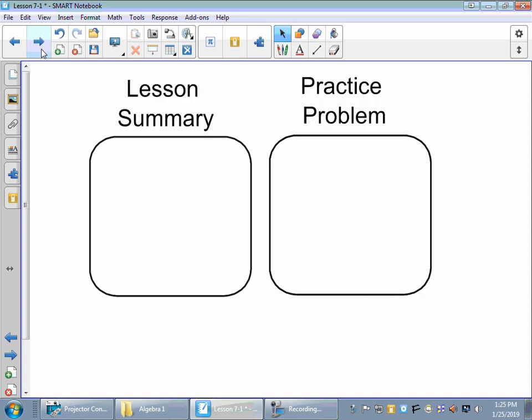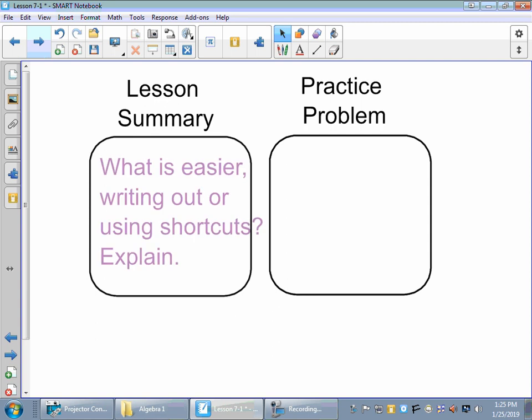All right, that takes us to the end of it, lesson summary here. And I just want to know, with the lesson summary, what's easier for you, writing it out or using the shortcuts? And then tell me why. What helps you? What's giving you problems with the other way? And then simplify this one. 3x squared in parentheses, and then we're cubing that one. So it's kind of a power to a power there.